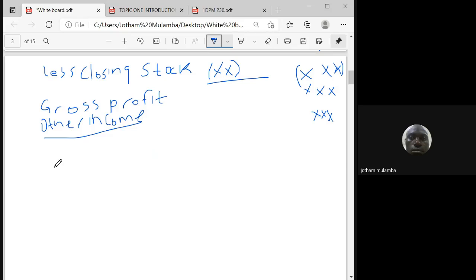Then after that, we'll have expenses. Each one of you will mention at least one expense. Whoever is ready can go ahead. Salaries and wages. Kennedy? Transport cost. Transport, yes. Georgina?